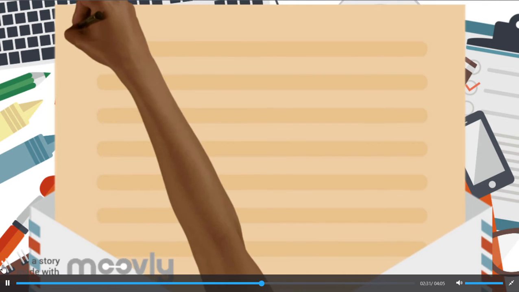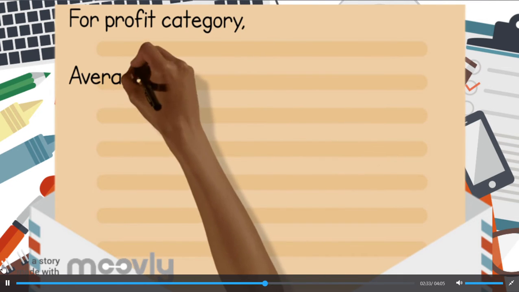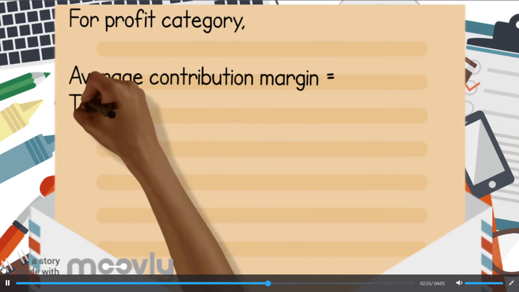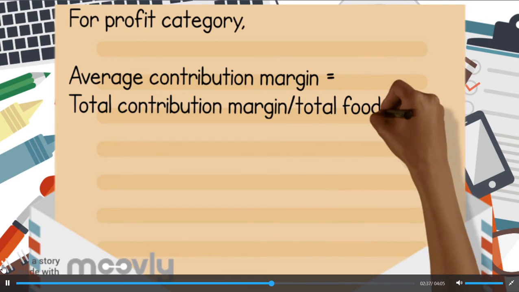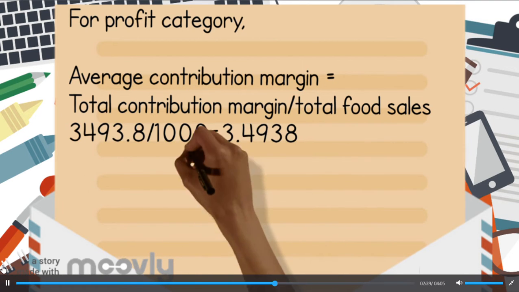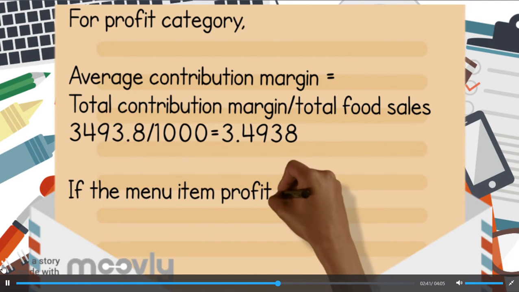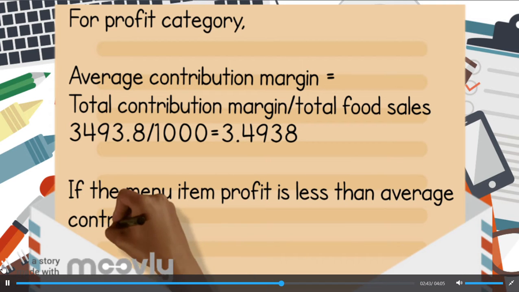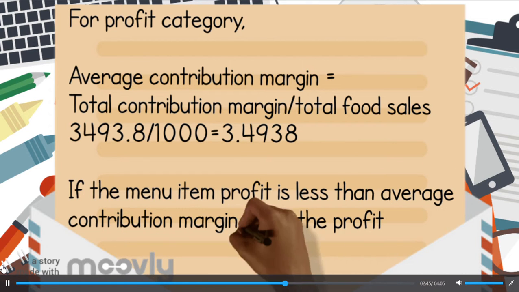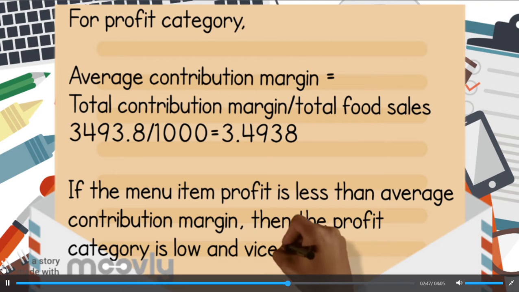For the profit category, average contribution margin is equal to total contribution margin divided by total food sales. Example from the table, 3493.8 is divided by 1000, equal to 3.4938. If the menu item profit is less than the average contribution margin, then the profit category is low and vice versa.